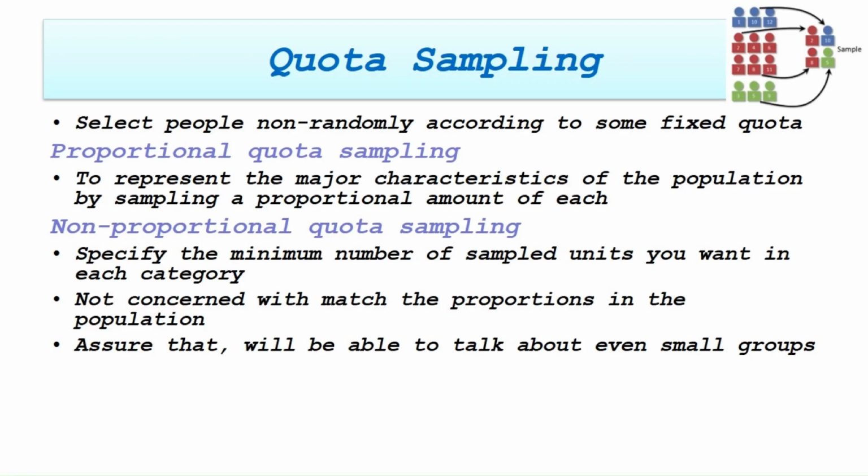Quota sampling: select people non-randomly according to some fixed quota. Proportional quota sampling represents the major characteristics of the population by sampling a proportional amount of each. Non-proportional quota sampling specifies the minimum number of sample units you want in each category, not concerned with matching the proportion in the population, to assure that you will be able to talk about even small groups.